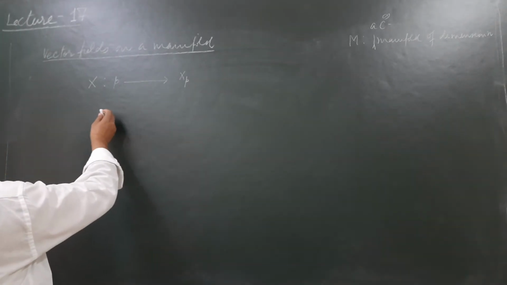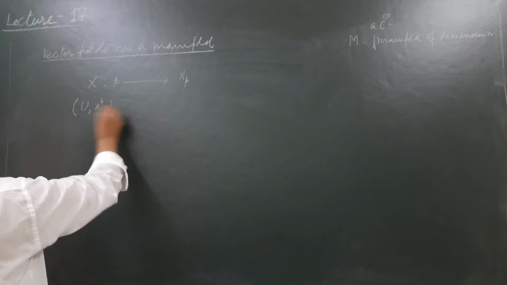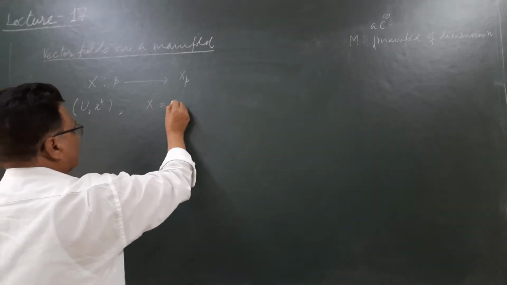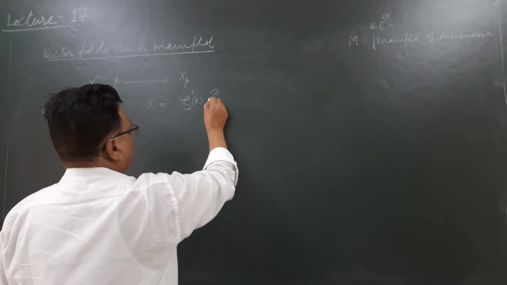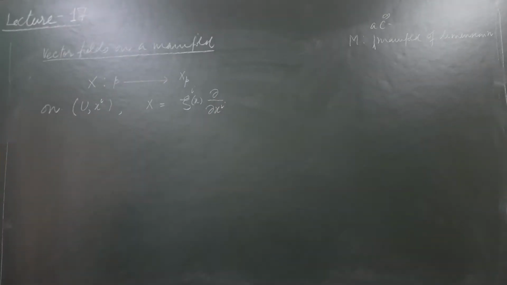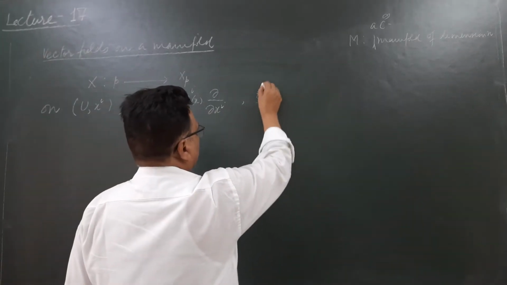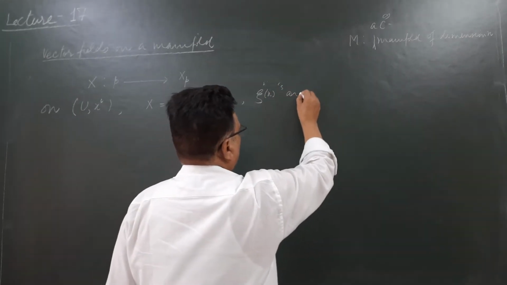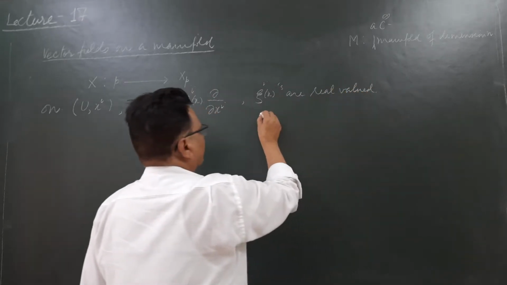And the local expression, if you are working in a coordinate neighborhood U, x i, so on U, the expression for the vector field comes out to be the summation over i, from 1 to n, of xi i times del upon del x i, where the xi i's are real valued C infinity functions.